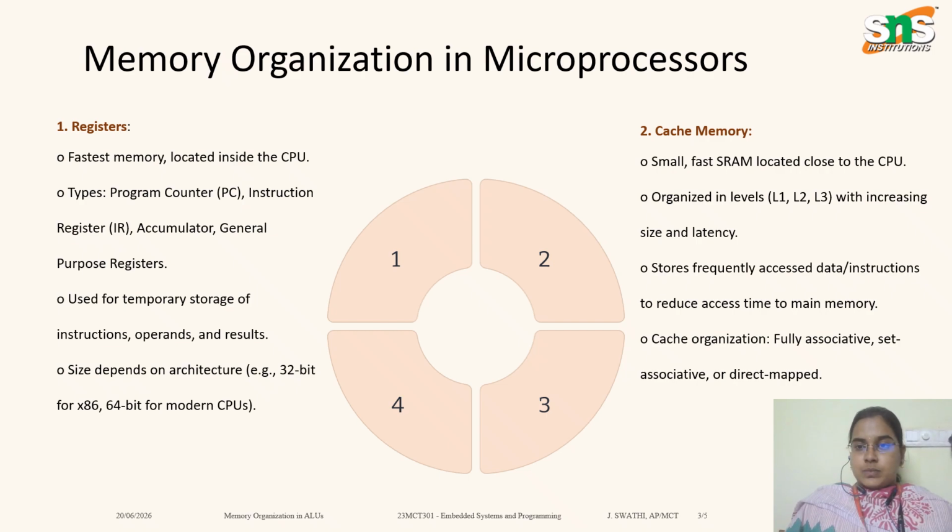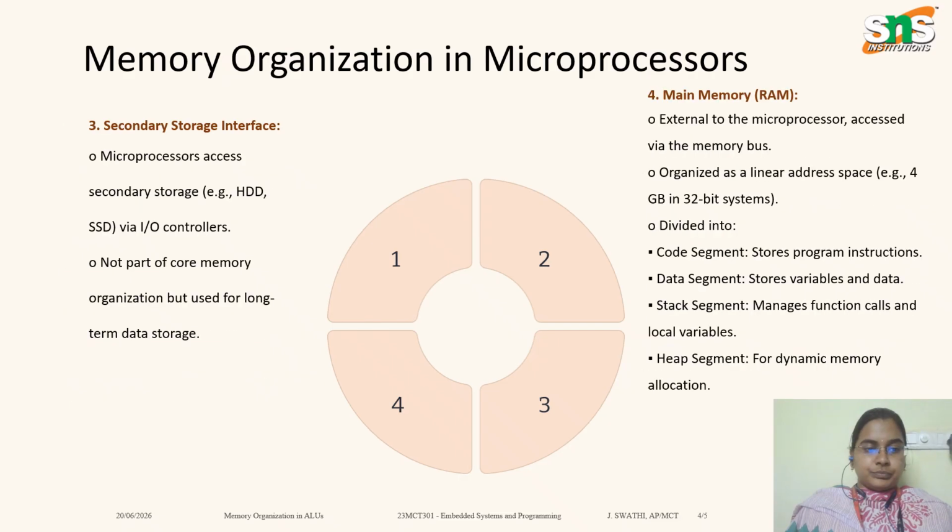The second thing is cache memory. It is a small, fast, short RAM located close to the CPU and organized in levels 1 to 3, with increasing size and latency. It can store frequently accessed data or instructions to reduce the time to main memory, and it is fully associative, set associative, or directly mapped.